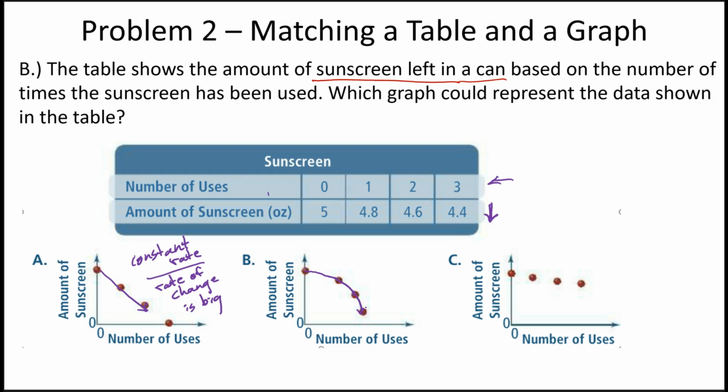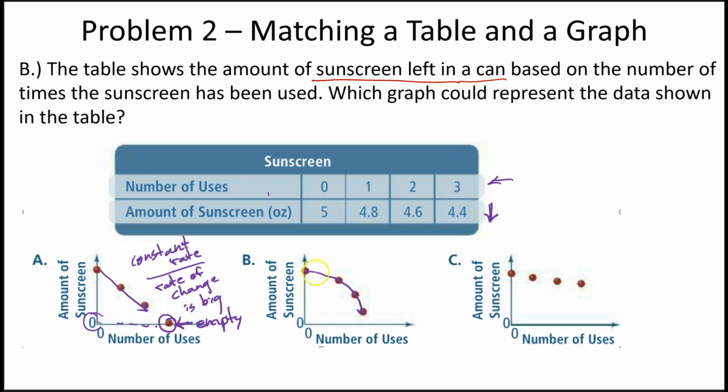Another thing to note on the first one before I finish up that one: this last one ends at 0. So at this point, our can is empty. That's another thing to note. I come over here, and it says that at that point, I should be at 0. There should be no sunscreen left.